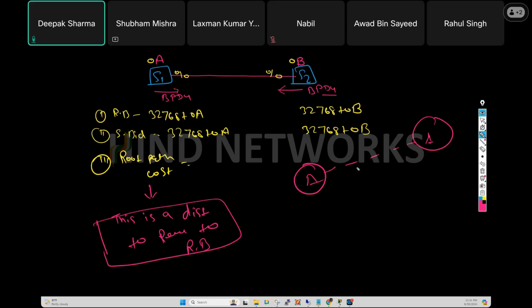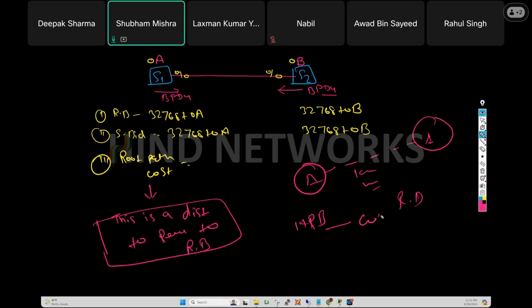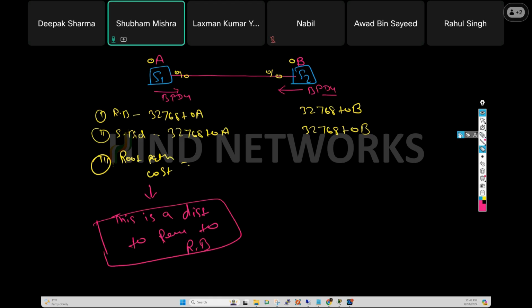And we are measuring the distance like in kilometers or meters. Similarly, in case of STP, the distance between a non-root bridge and the root bridge is measured with the help of cost. By the help of cost, we can measure the total distance to reach the root bridge. Are you getting my point?